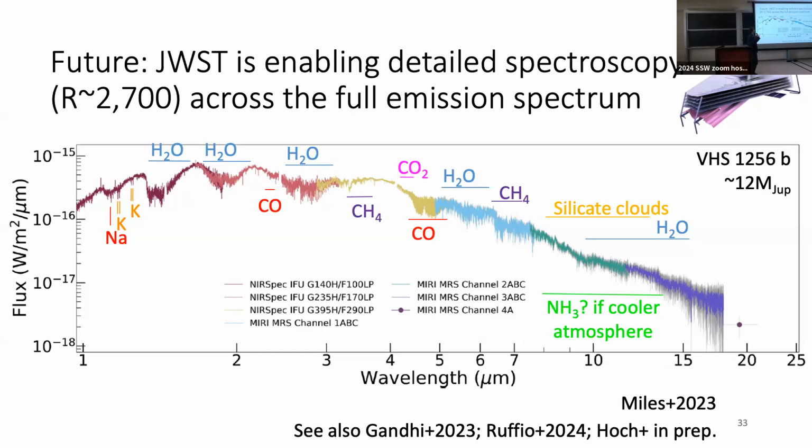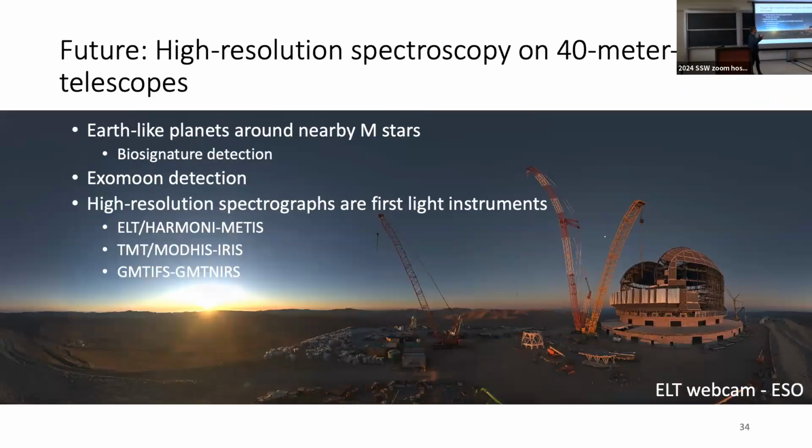As for the future, I'm forgetting a bunch, but here are a couple of things I'm excited about in the next few years. JWST provides a moderate resolution spectrum from 1 to 20 microns. This is the spectrum for VHS 1256, an incredibly rich spectrum. It will take years for us to analyze all of that. And we should be able to get something maybe not as good, but close to that for most of our directly imaged planets.